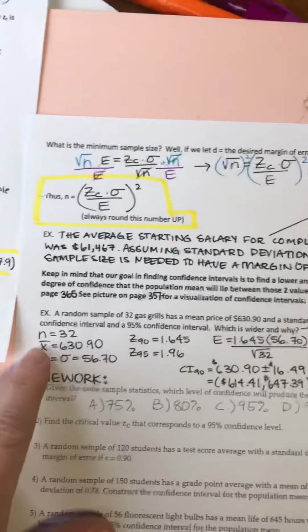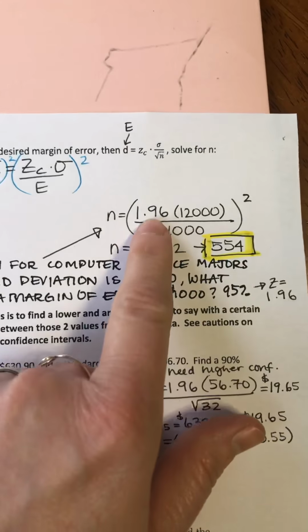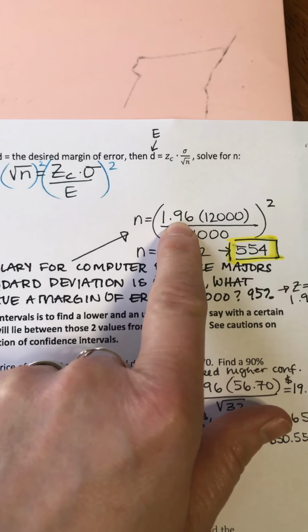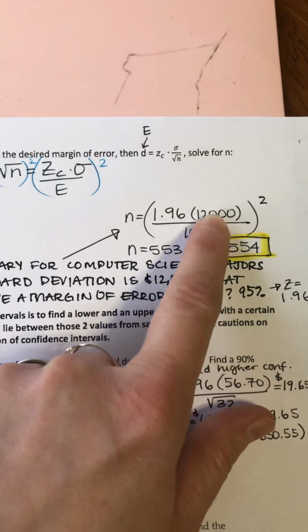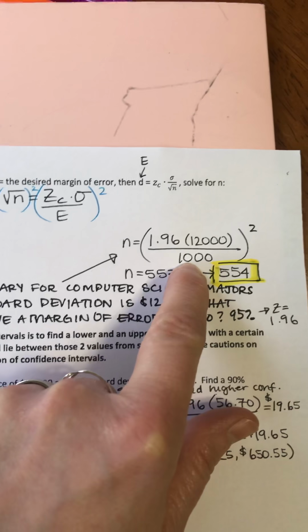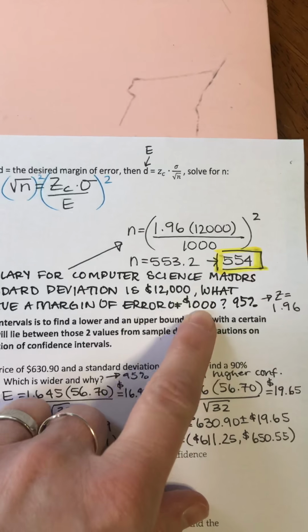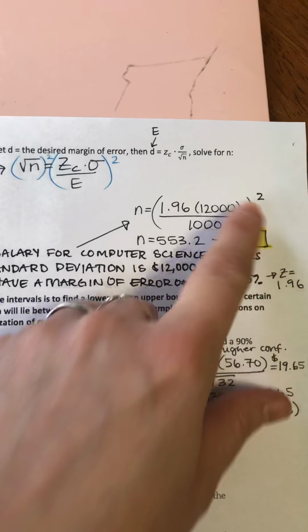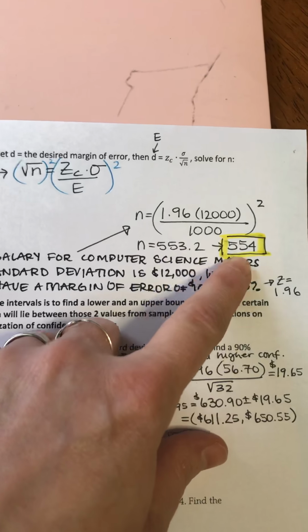So for this example, take a minute to read it. Okay, what you're going to do, you're going to plug in the z sub c, and for 95% it's 1.96 times the standard deviation over the desired margin of error, which it says is 1,000, and then quantity squared. That gives you this number, but then you round up to 554 people.